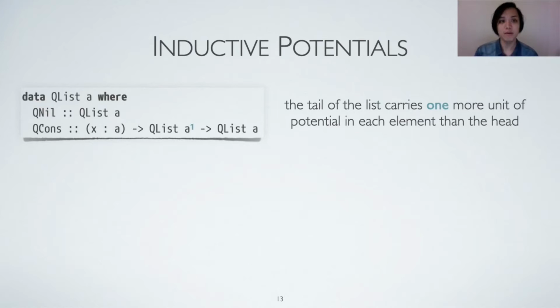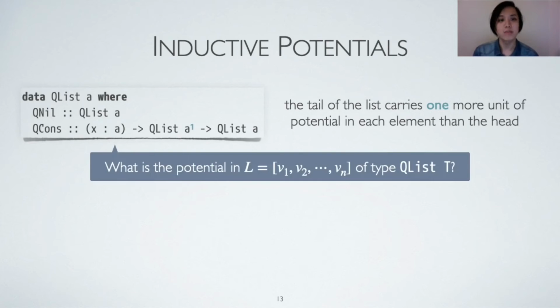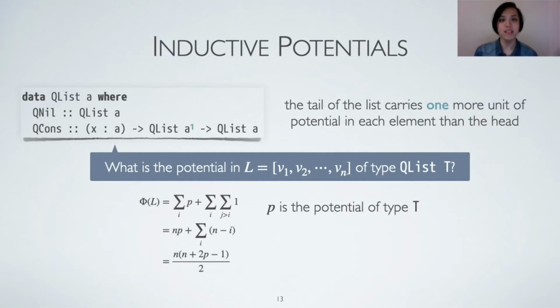How does such a simple, constant potential annotation lead to an overall quadratic potential function? Well, let's do a calculation. Suppose a list L of elements v1, v2 through vn is of type QList T, where the value of type T carries p units of potential. Then, for every element vi in the list, it carries p units of potential, and by the definition of QCons, it also indicates extra potential equal to the number of elements to the right of vi. Therefore, the obtained potential function is quadratic in the length of the list.